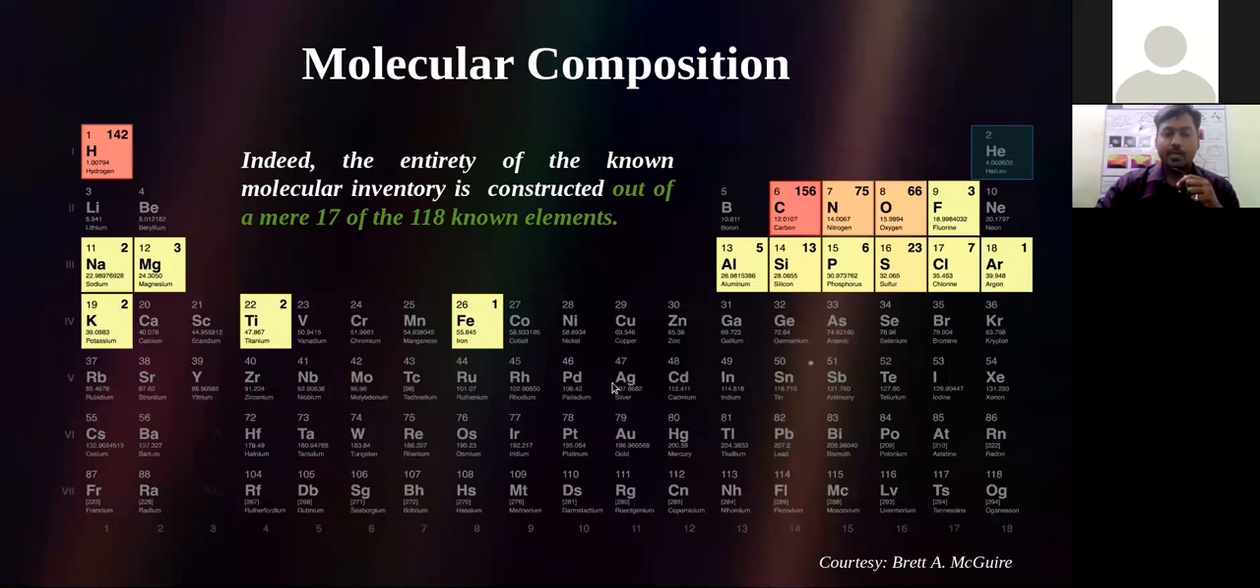So this is the periodic table containing the known 118 elements. Out of them, only 17, which are highlighted, construct these interstellar species.